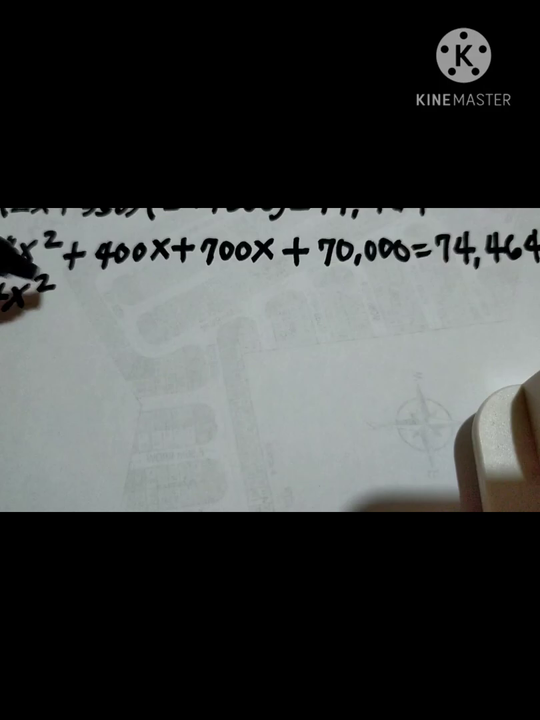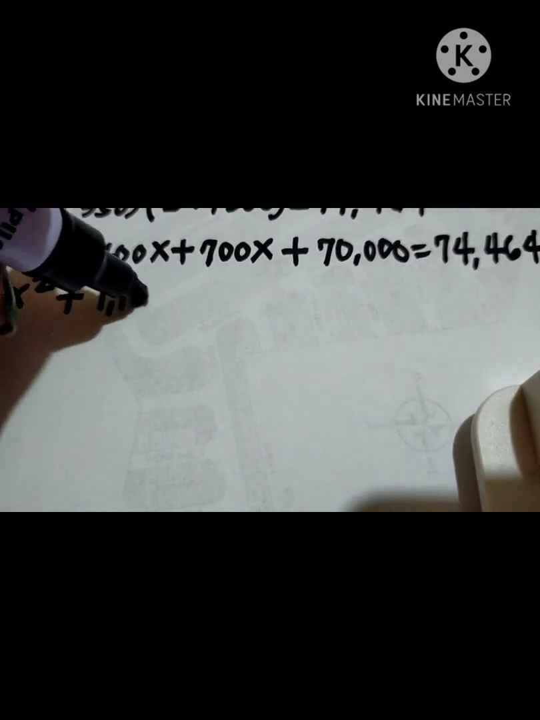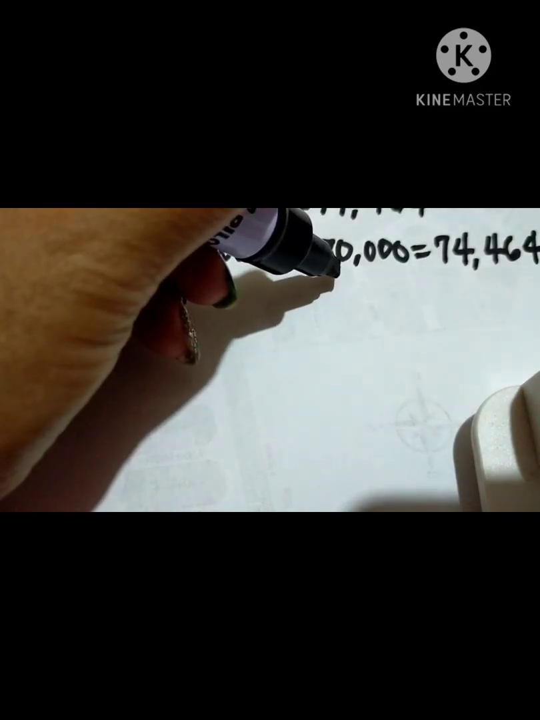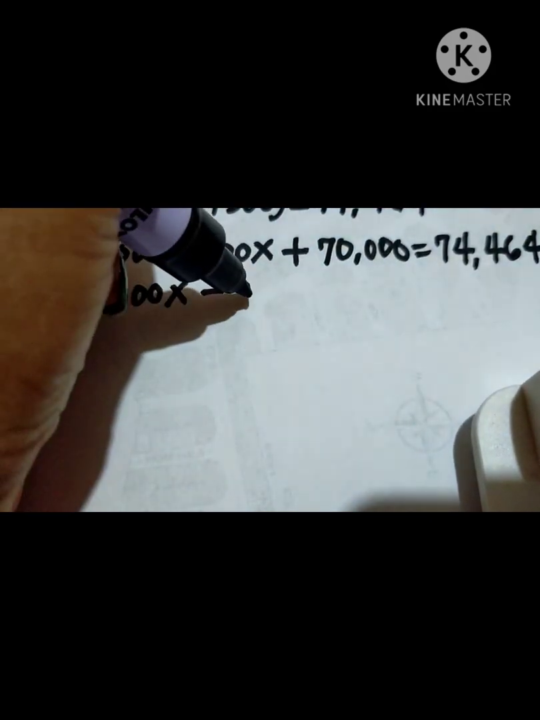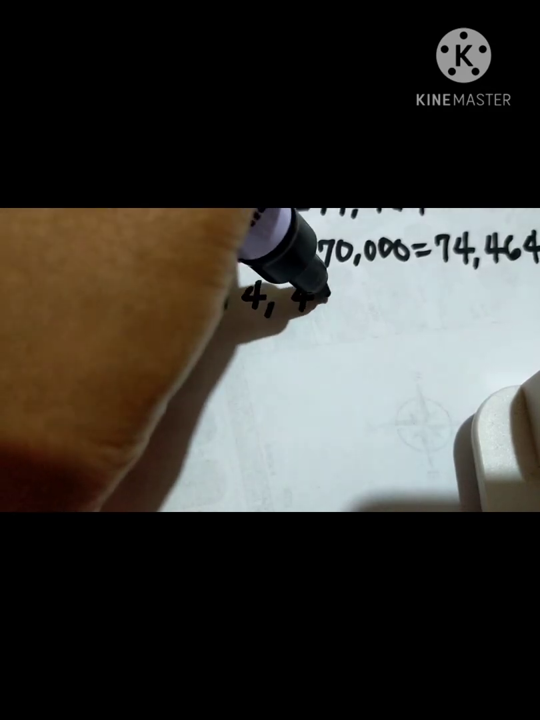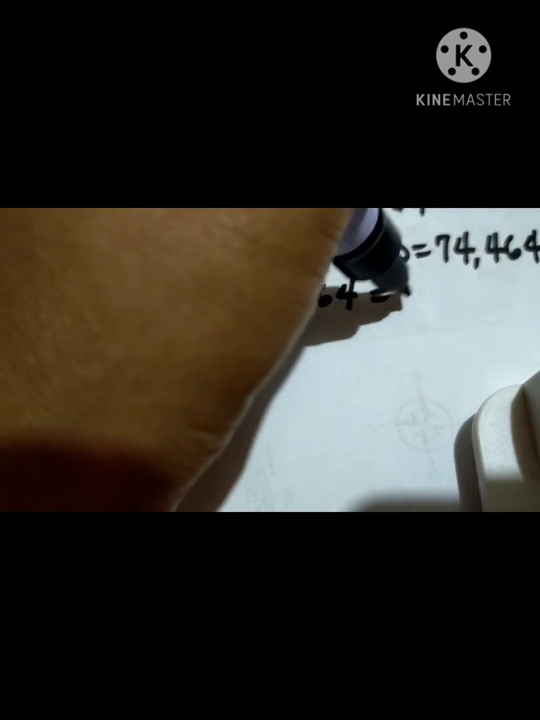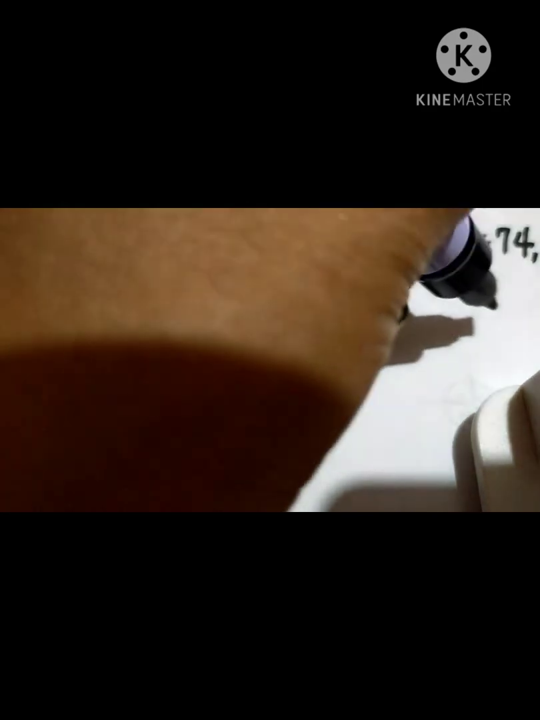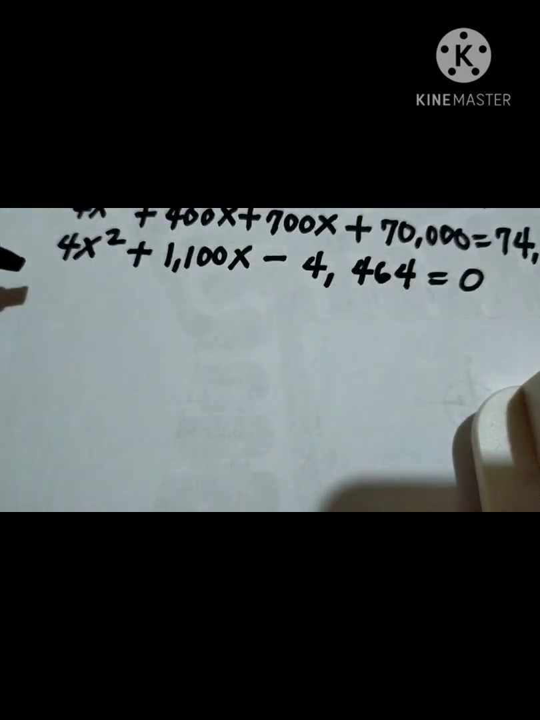Simplifying further, this would be equal to 4x squared plus 1,100x plus 70,000 minus 74,464, so that would be minus 4,464 equals 0. This time we now have the standard form of the quadratic equation. So this time we are going to solve this equation.